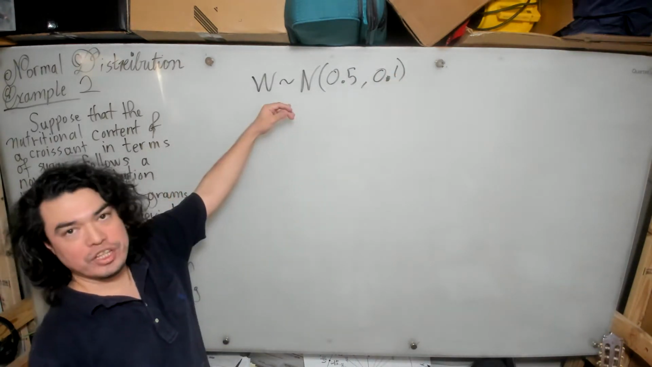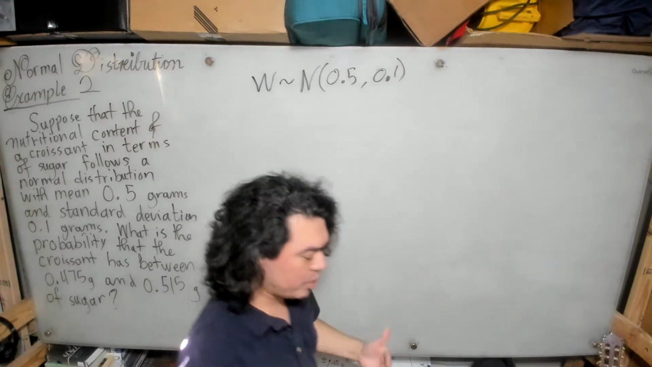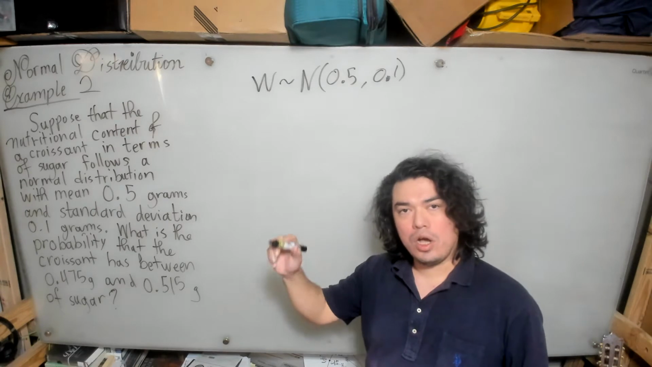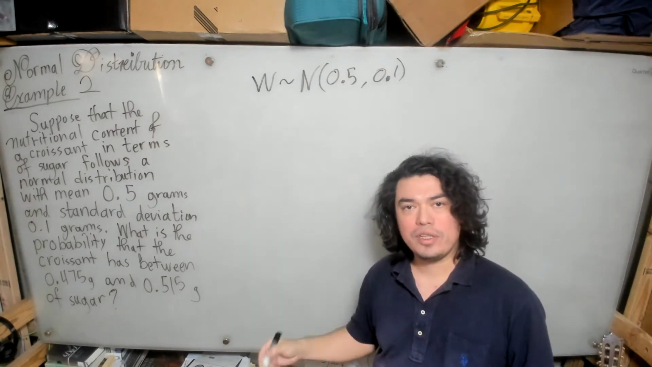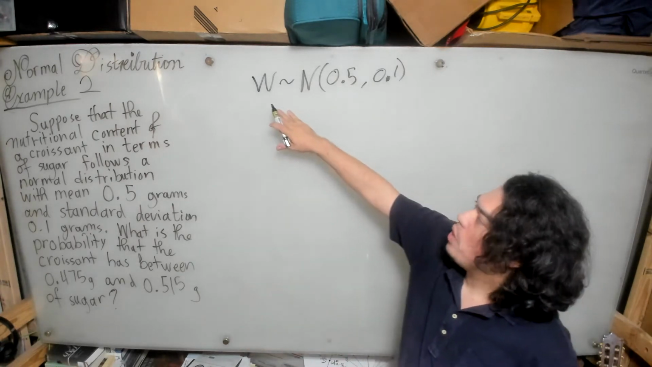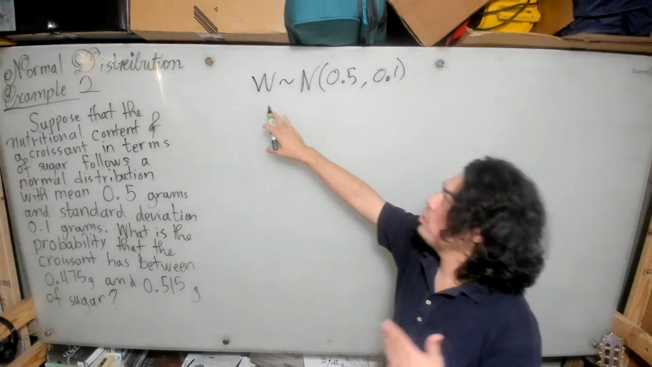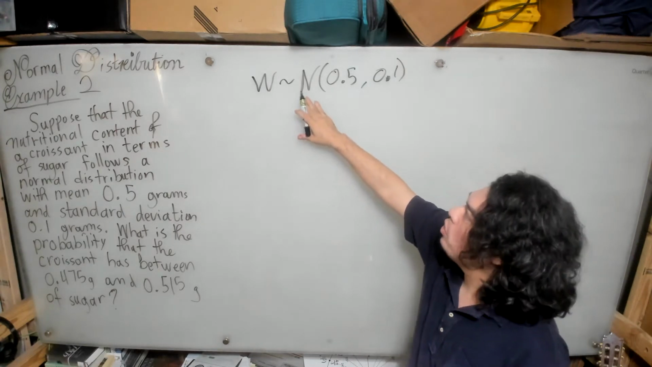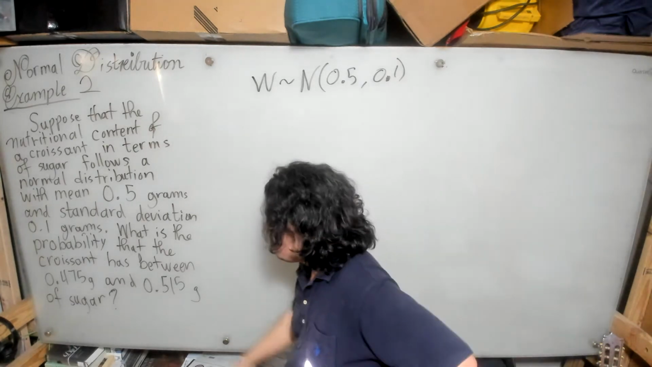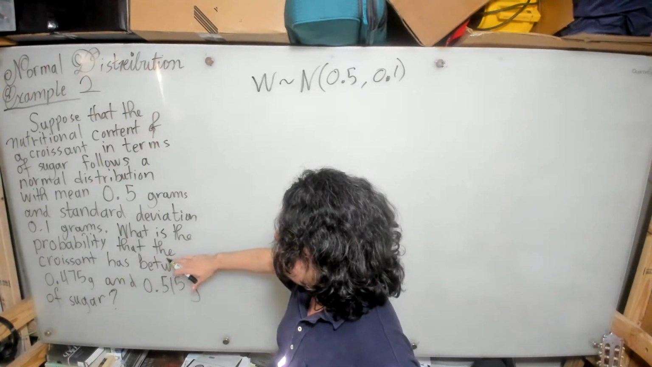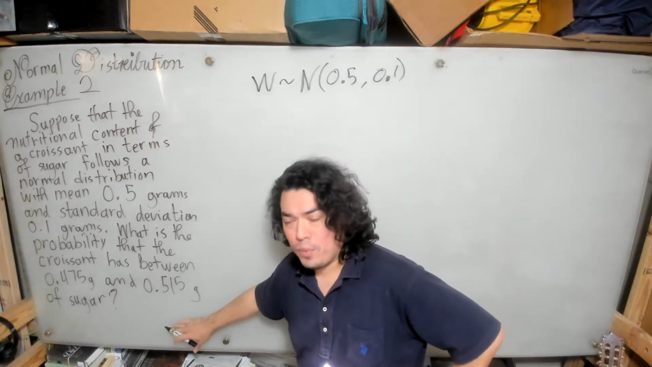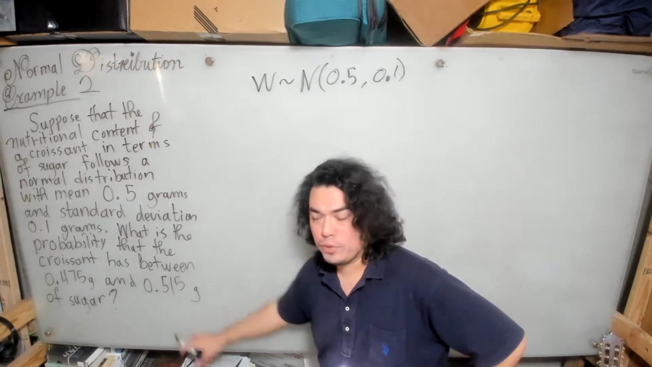And again, the reason I'm using this notation is because I want you guys to get familiar with it. I want you to be able to observe, oh, I see N open parentheses something comma something close parentheses. It's a normal distribution with mean blah, standard deviation blah. Here, the weight of the sugar in a randomly selected croissant is normal with mean 0.5, standard deviation 0.1. Okay. The question is, what is the probability that the croissant has between 0.475 grams and 0.515 grams of sugar?